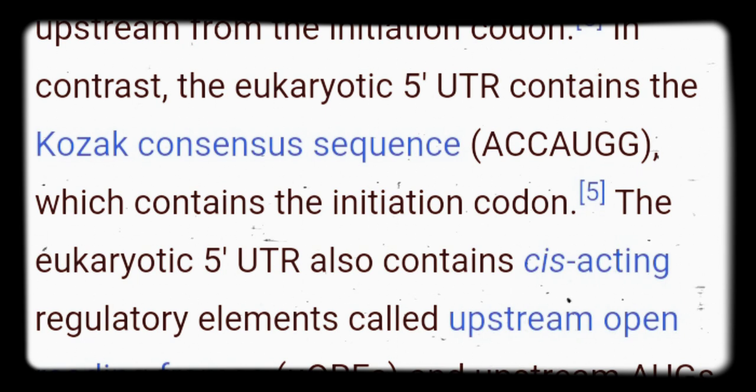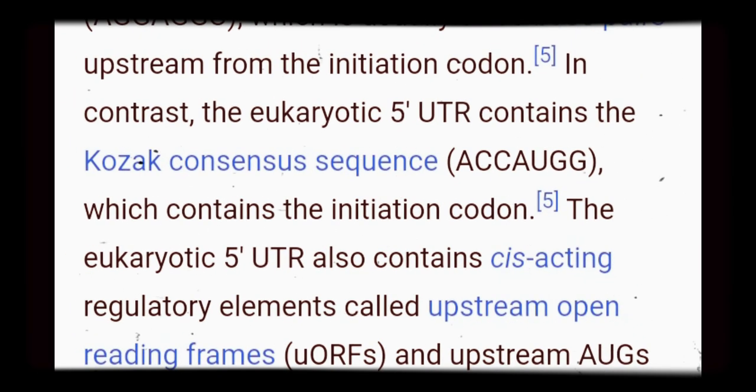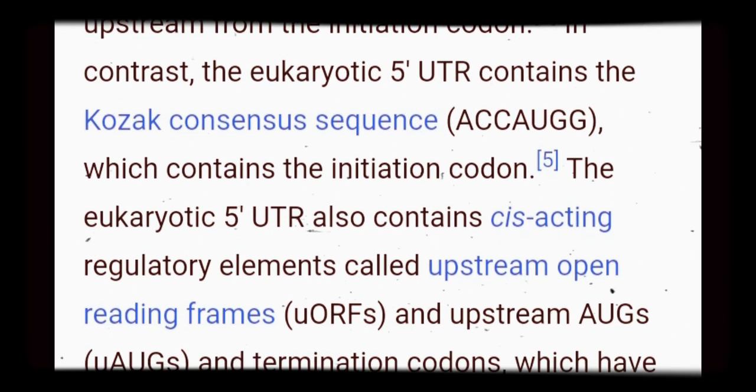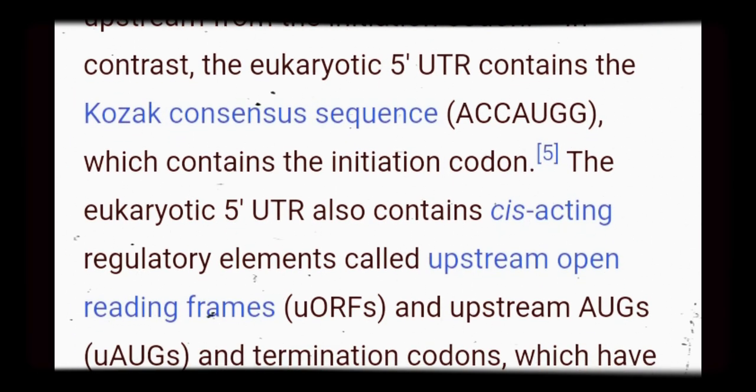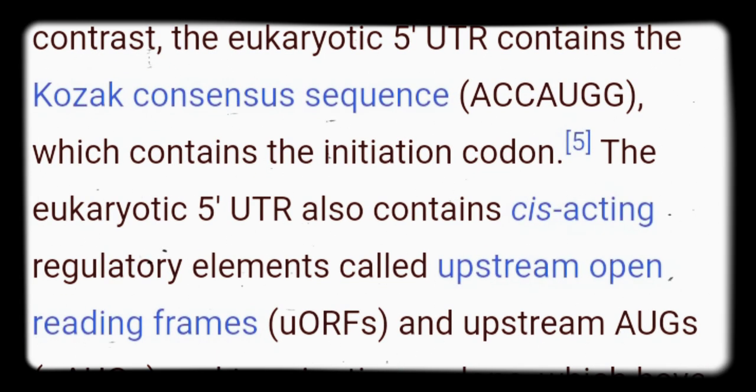The eukaryotic 5' UTR also contains cis-acting regulatory elements called upstream open reading frames, which I have talked about just now. The 5' UTR in eukaryotes has this Kozak sequence, and they also have this upstream open reading frame. Cis-acting means found side by side, okay. Trans means from the opposite side it will interact.